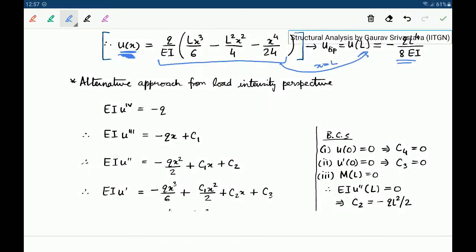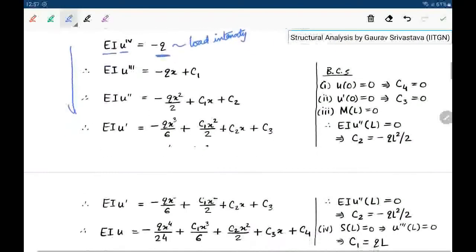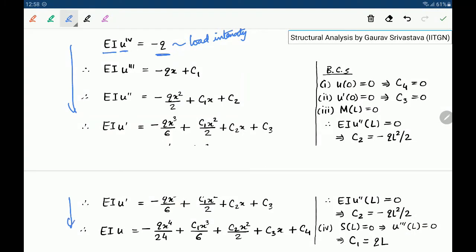Now, you would have also seen an alternative approach where the same beam theory says that the fourth derivative of u times the bending rigidity gives the load intensity, right? So there was a UDL of minus q acting on the beam, so this is the load intensity. Now in this case, we are at the fourth derivative of u, so we integrate it 4 times, and subsequently we get 4 constants of integration, 1 at each step, so C1, C2, C3 and C4.